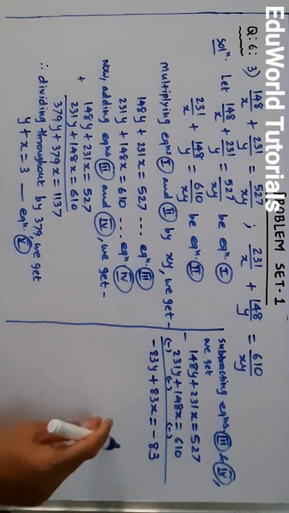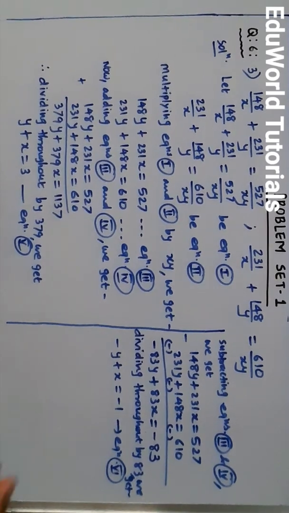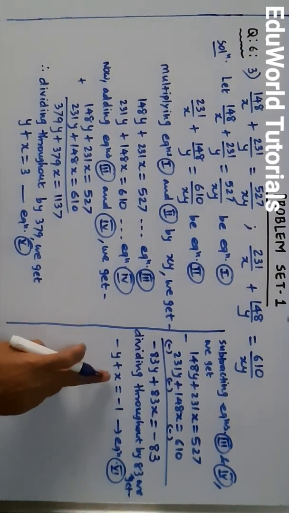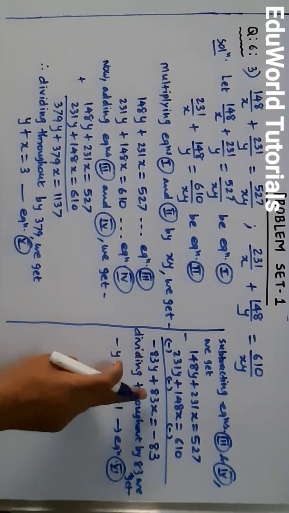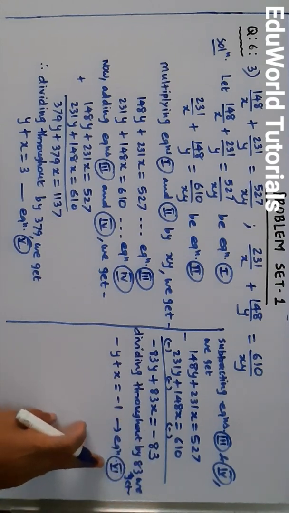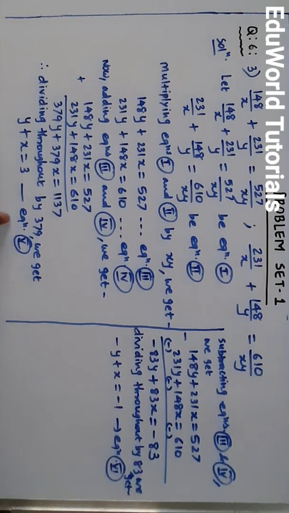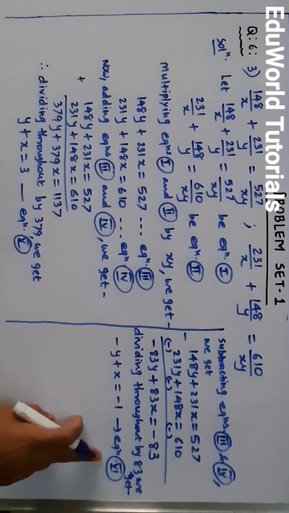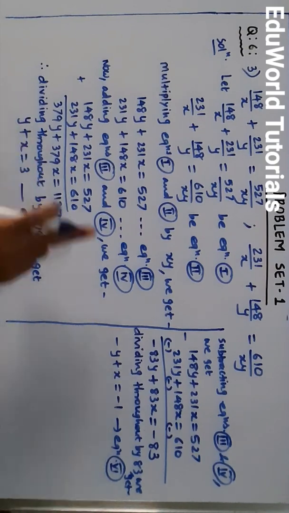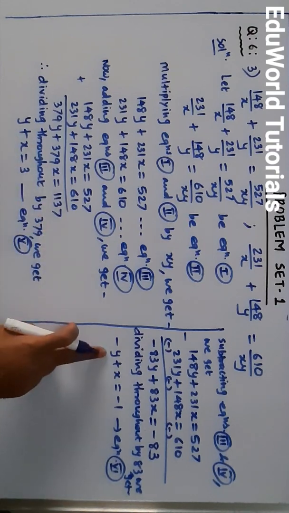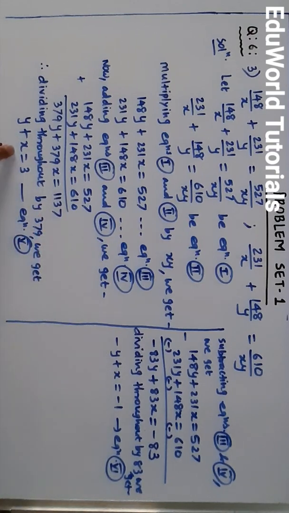We divide each term by 83. So we get minus y plus x equal to minus 1, because each term is divided by 83. This is equation number 6. Now we have to solve equation 5th and equation 6th. You can see positive y, negative y. On adding these two, y's will be eliminated, and so we get the value of first variable x.